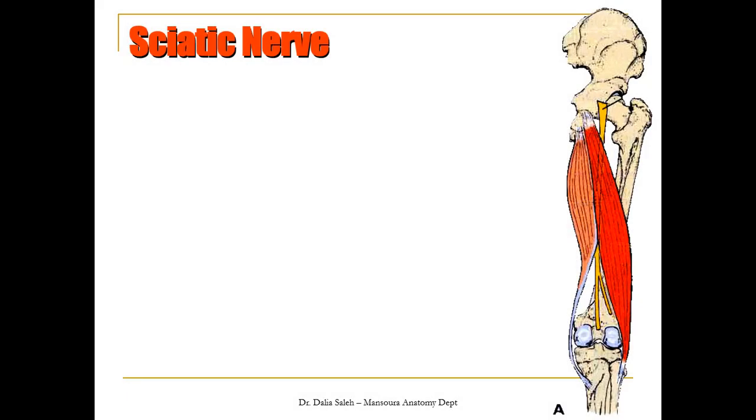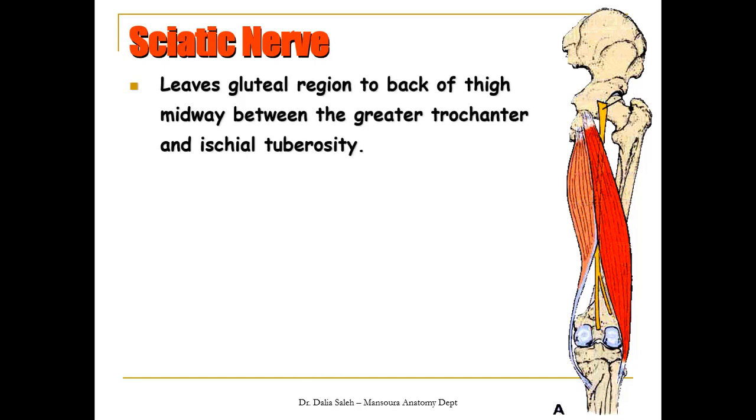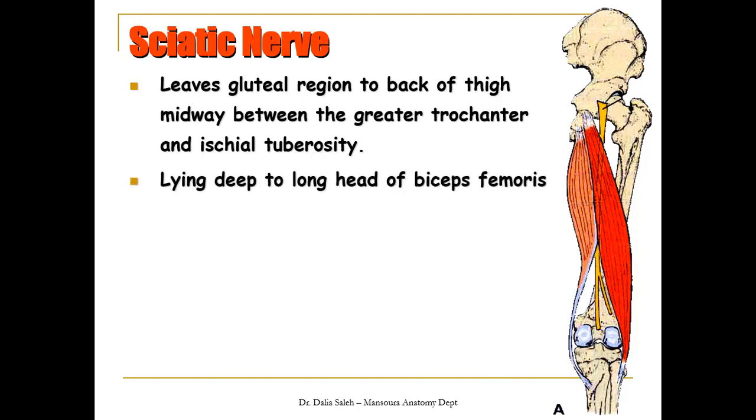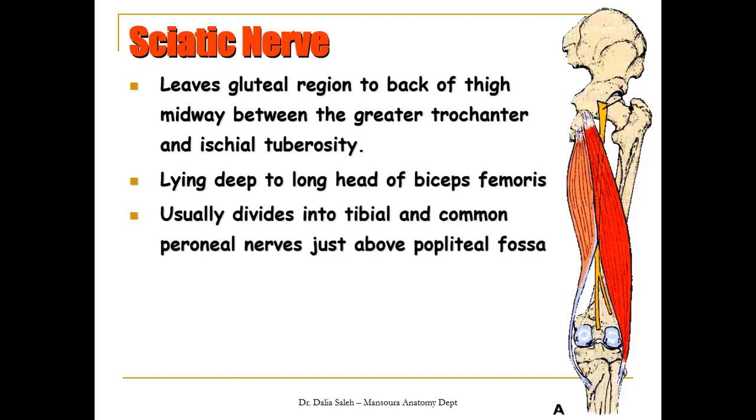The sciatic nerve is the largest nerve in our body. It's a branch of the sacral plexus. It leaves the pelvis through the greater sciatic foramen, usually under the piriformis muscle, and then leaves the gluteal region midway between the greater trochanter of the femur and the ischial tuberosity, covered by the long head of biceps femoris, and usually divides into its two terminal divisions just above the popliteal fossa.